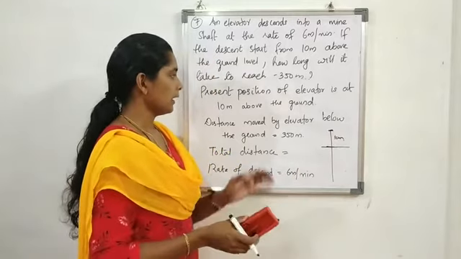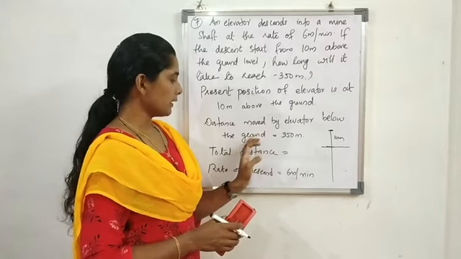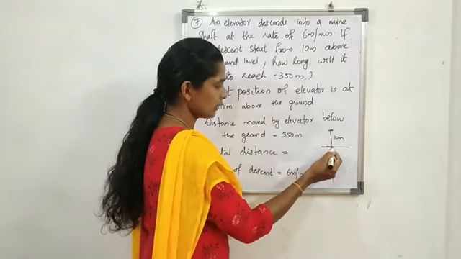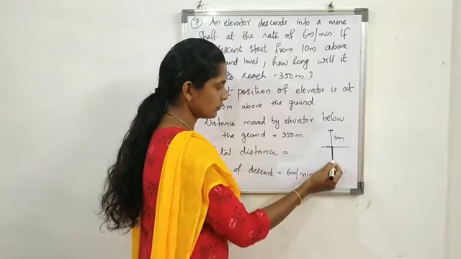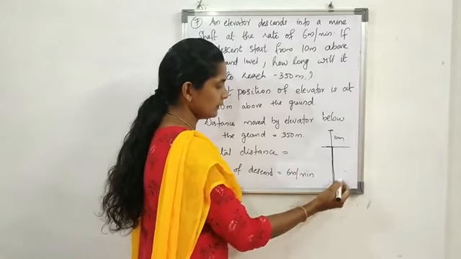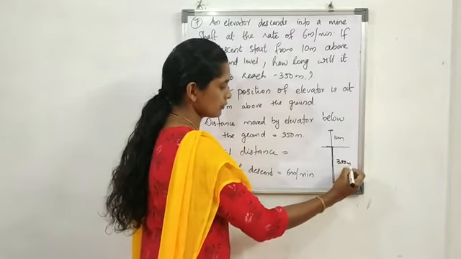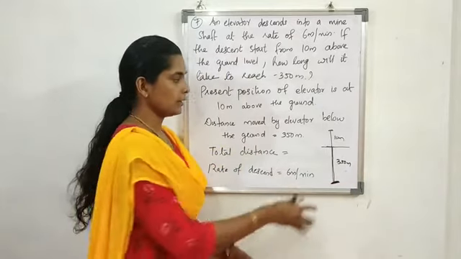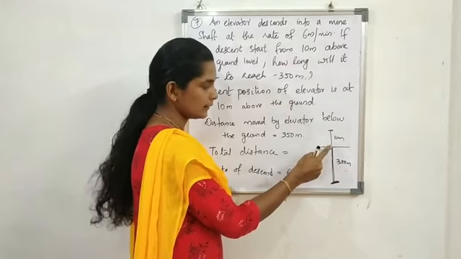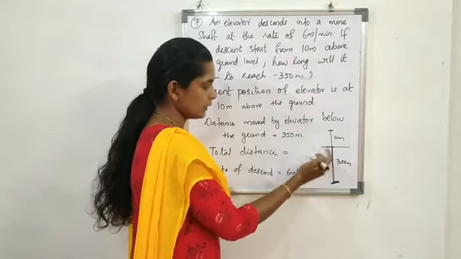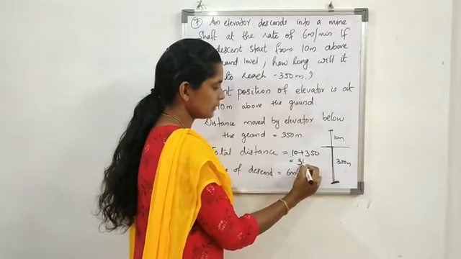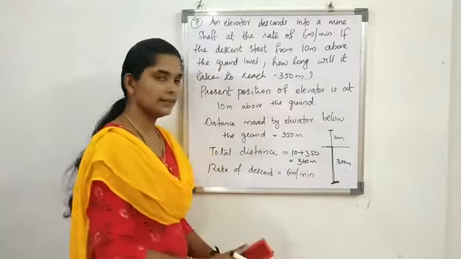So the ground level, that means the present position is here, 10 meter. Then the distance moved by the elevator: from this 10 meter to the ground, and then below the ground level 350 meter it moves. Now this is the position. Therefore the total distance we can find. Above the ground is 10, then below it is 350. Total is 10 plus 350, that is equal to 360 meter, the total distance.